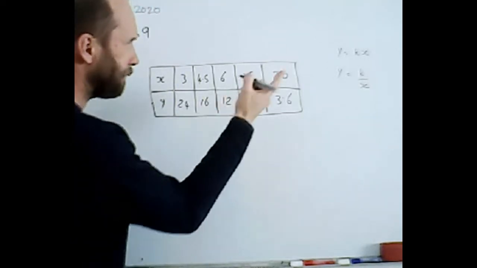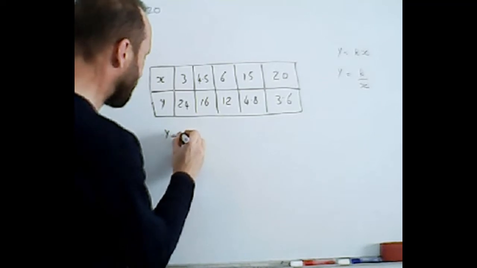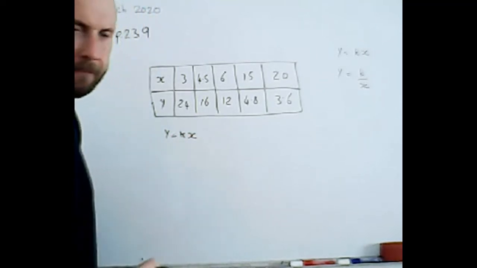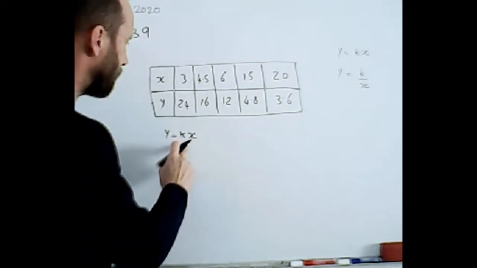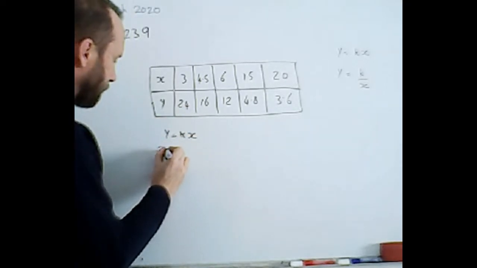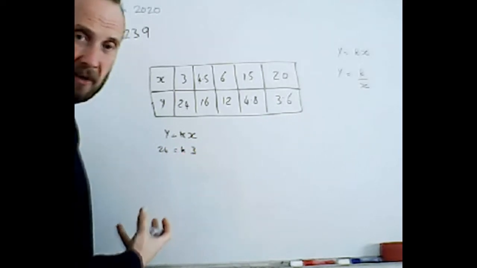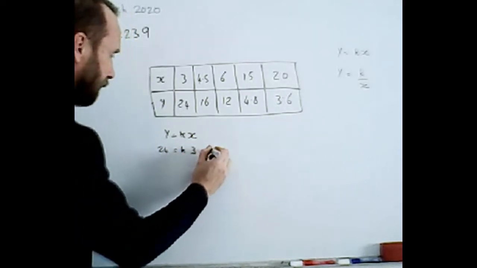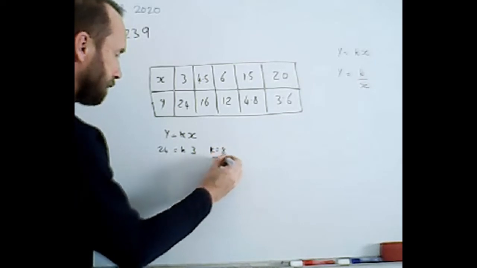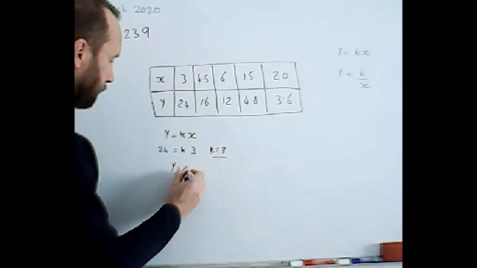Well, direct proportion is y equals k times x. So, let's put the numbers in and work out what k is, if this is true. 24 equals k times 3. K equals 8. So, y equals 8 times x.